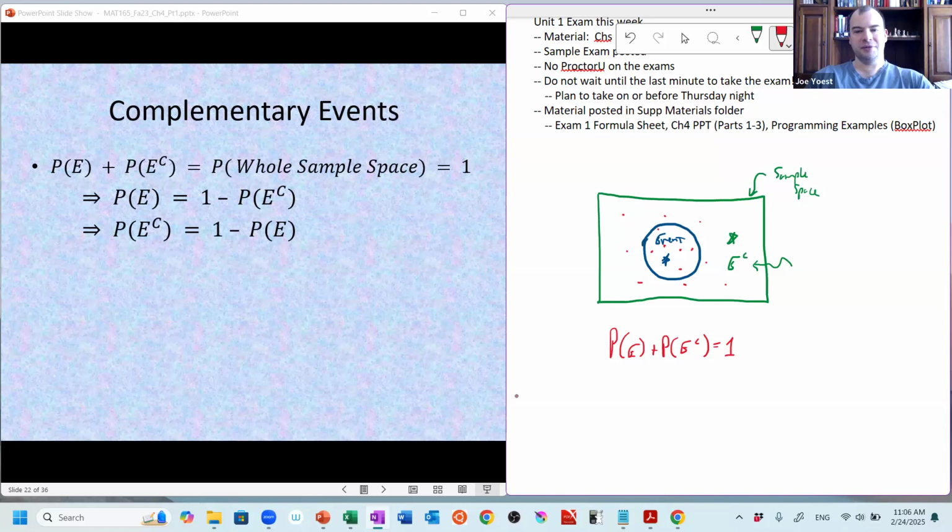Note that the complement of the event, so E complement, is all of the outcomes that are in the sample space but not in E. And the complement of that is all the outcomes that are in the sample space but not in E complement, so in E. So the complement of E complement is just E. So we could write this the other way as well, that the probability of the complementary event is 1 minus the probability of the original event.